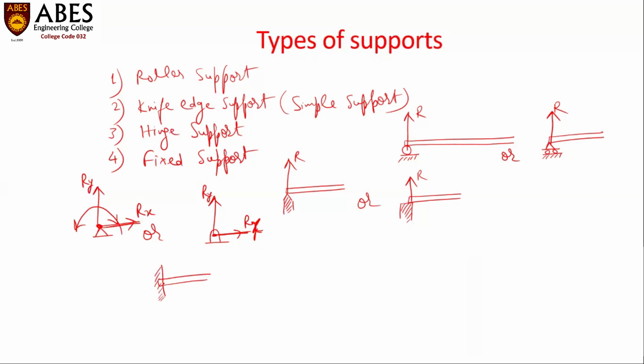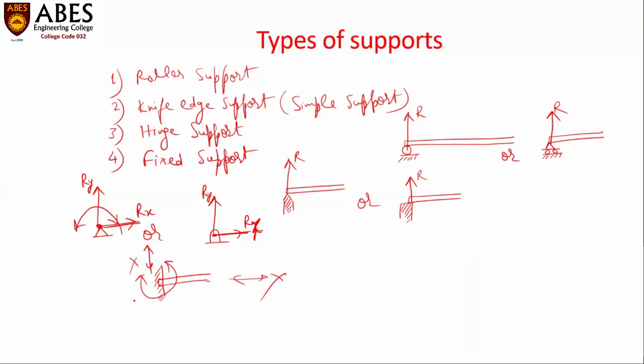This is called fixed support. In case of fixed support, what happens? There is no movement possible in the beam. The beam cannot move in the horizontal direction. It cannot move in the vertical direction, and it cannot even rotate in the clockwise or anti-clockwise direction.